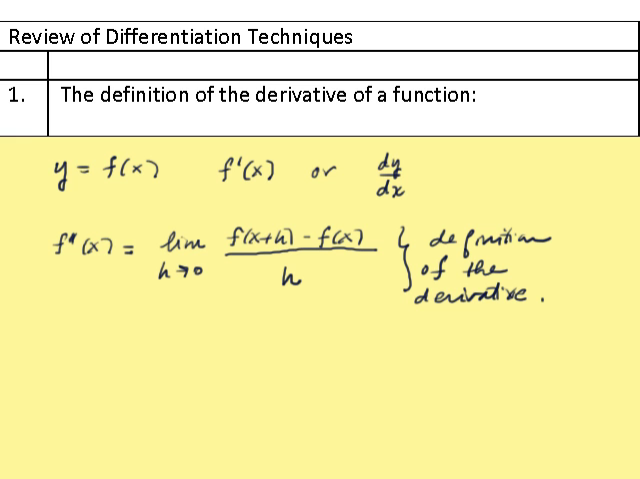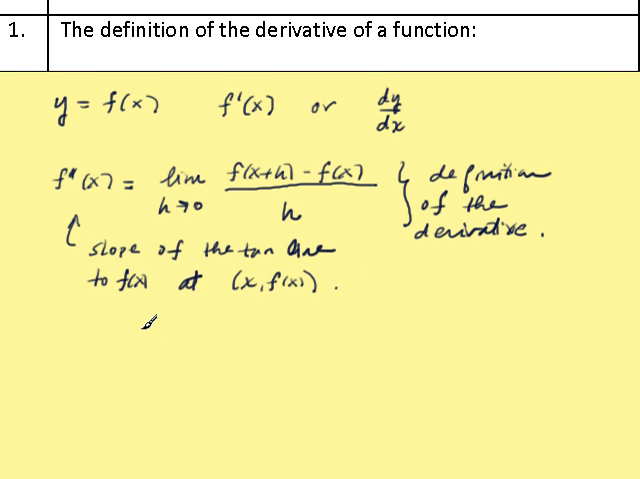And the main interpretation is the value of f prime of x is the slope of the tangent line to f of x at the point x comma f of x. So let's just look at a little picture of this to understand the definition of the derivative.